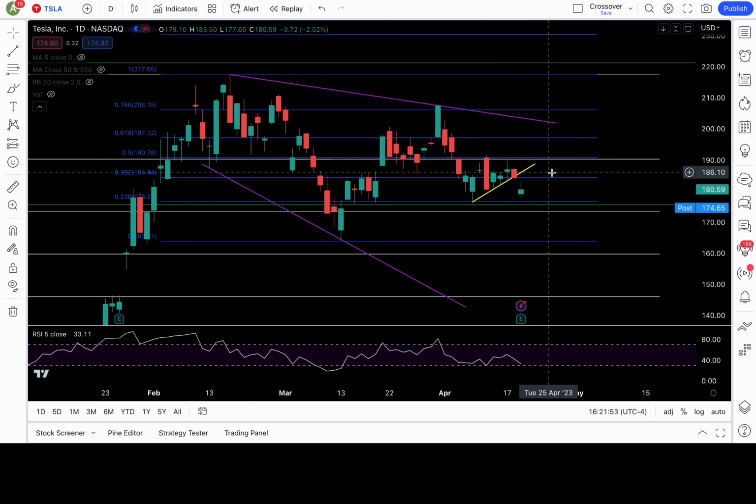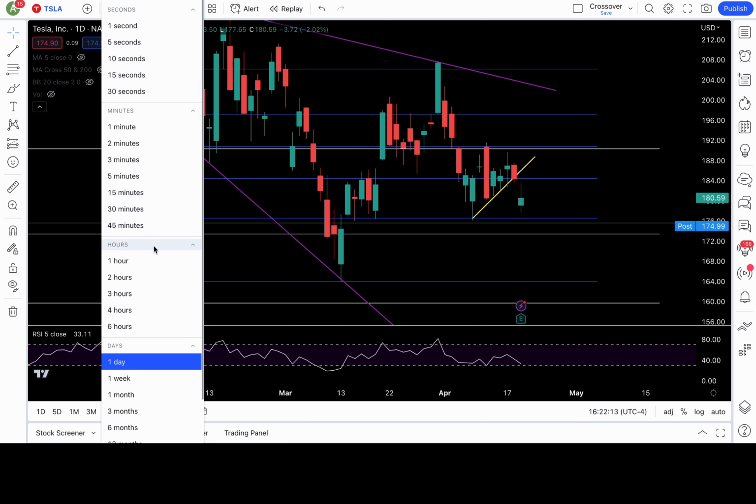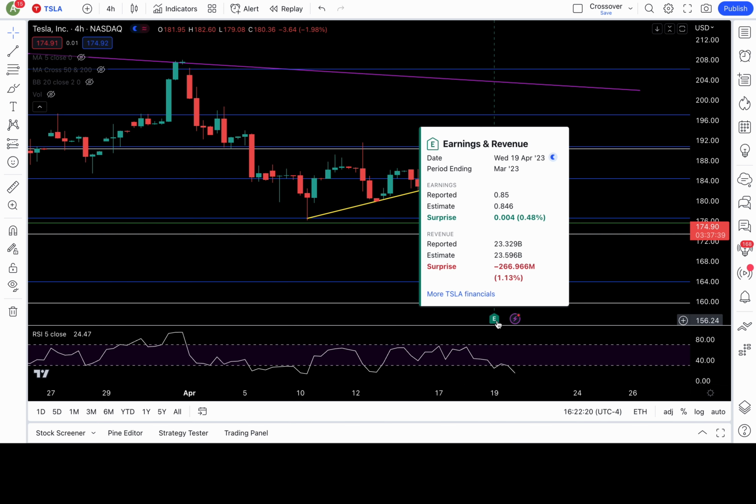Actually, 176 to 176.5. And the next support will be around 173.5. Looks like it may want to test that in the aftermarket. Look at that. Holy moly. It went as low as 171.6.